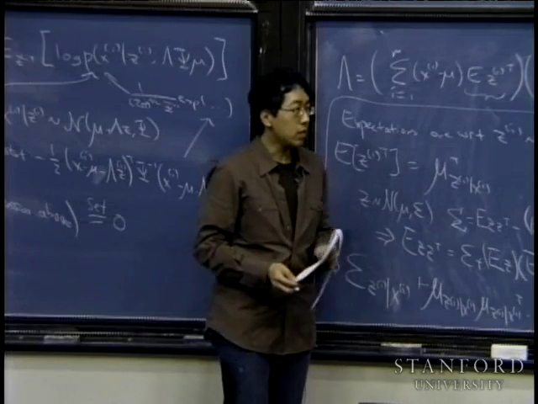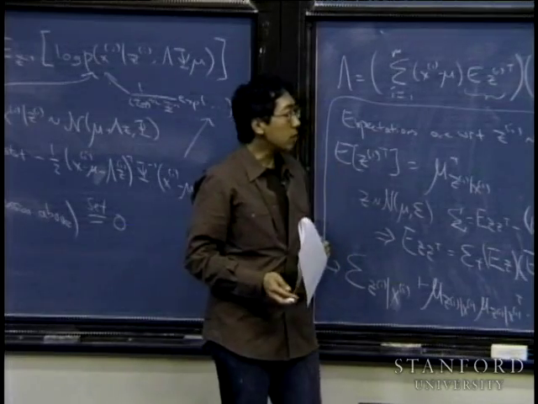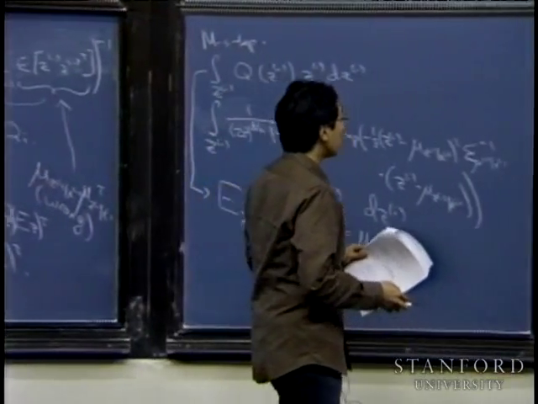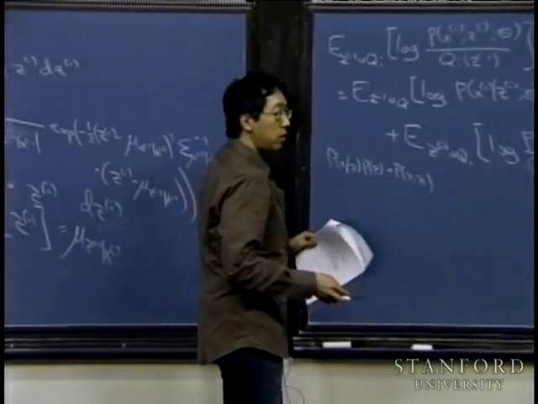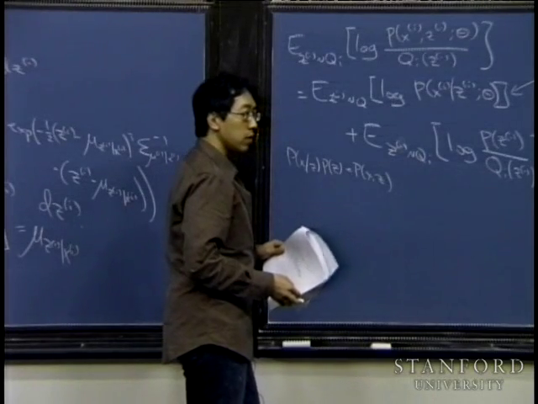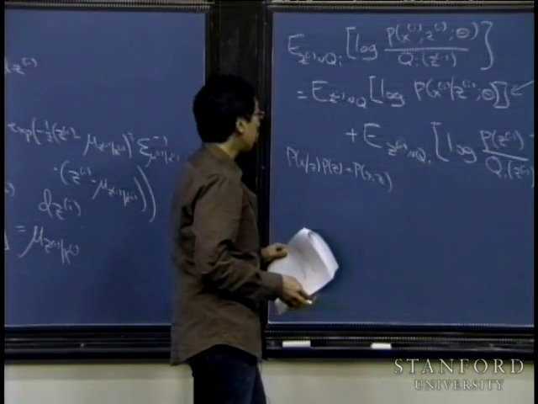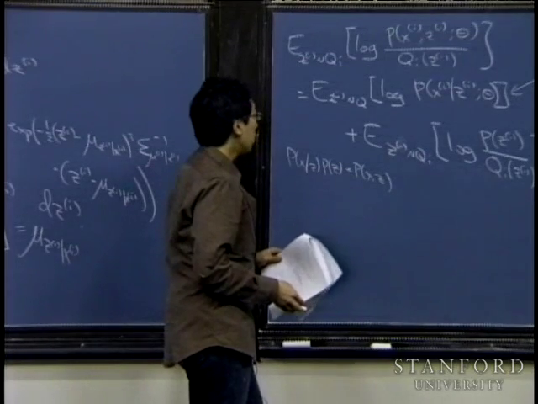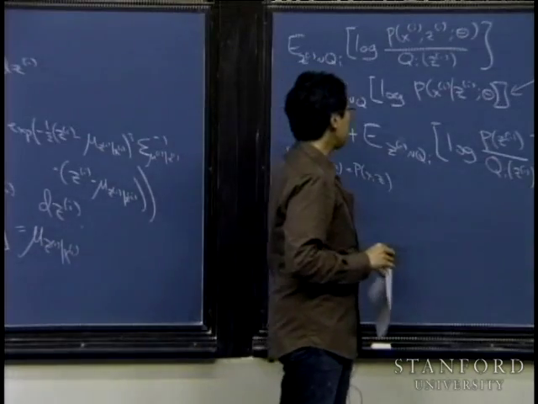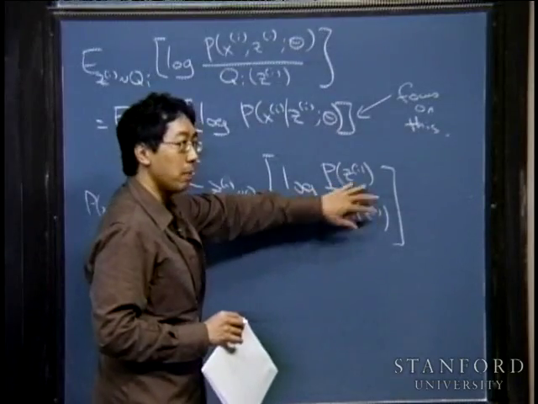Justin? I was just wondering, in the step in the lower right board, where we said that the second term doesn't have any parameters that we're interested in. The first term has all the parameters, so we'll just drop the second term. But it seems to me that Qi has a lot of parameters. So the question was, doesn't the term Qi have parameters, right?